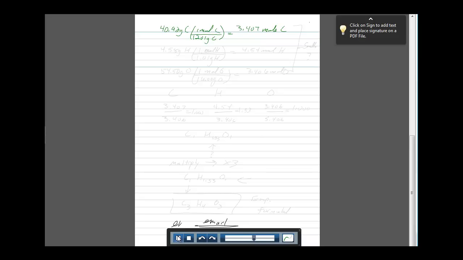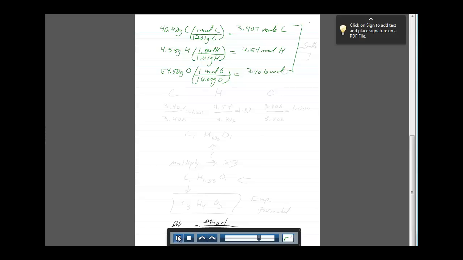Similarly, we're going to do this for hydrogen. We have our 4.58 grams of hydrogen, our molar mass of 1 mole of hydrogen for every 1.01 grams of hydrogen. It's going to give us 4.54 moles of hydrogen. And then finally, our oxygen is 54.50 grams of oxygen, and our molar mass is 1 mole for every 16.00 grams of oxygen, giving us 3.406 moles.